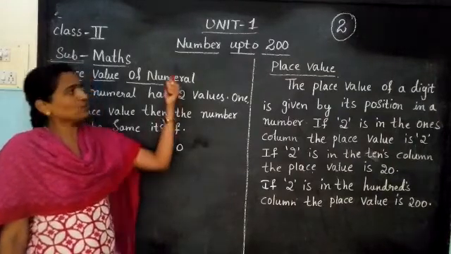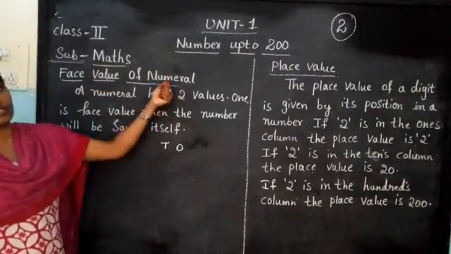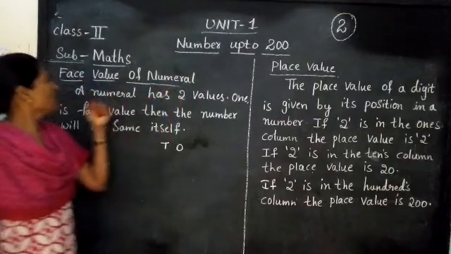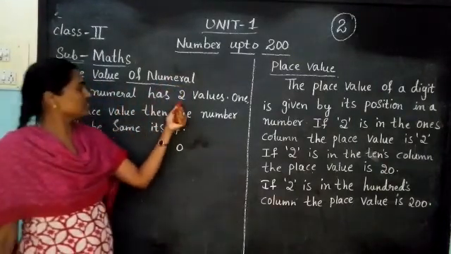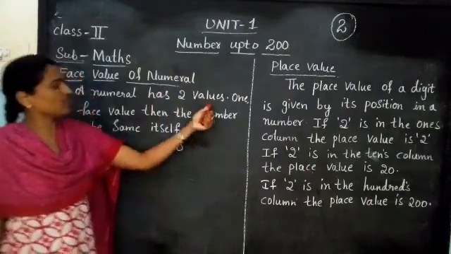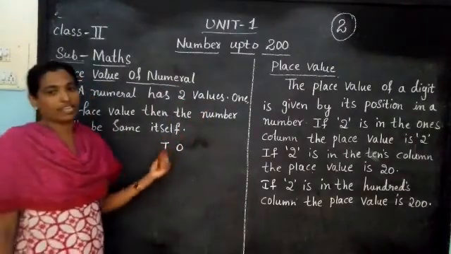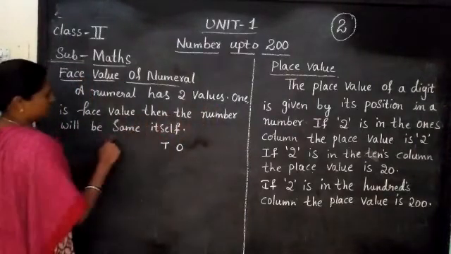Okay, let us go to another topic, that is face value of a numeral. Numeral means the numbers 1 to 10, which we call numeral numbers. Now, what does face value mean? A numeral has two values. One is the face value, where the number will be the same itself.